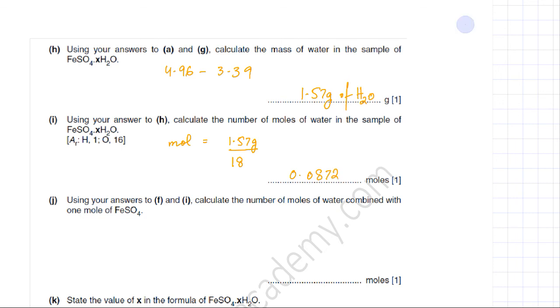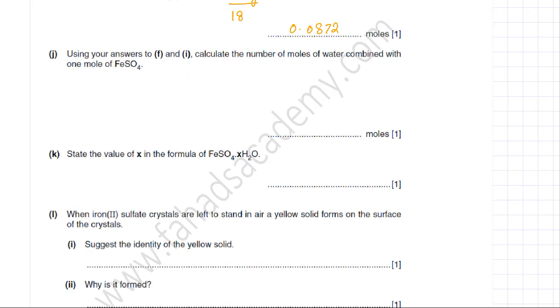So that is the amount of moles of water that is present in the salt, in the original sample of the salt. In the next part, part J, using your answers to F and I, calculate the number of moles of water combined with 1 mole of FeSO4. So we knew the moles of FeSO4 from the previous step. The moles that we calculated were 2.